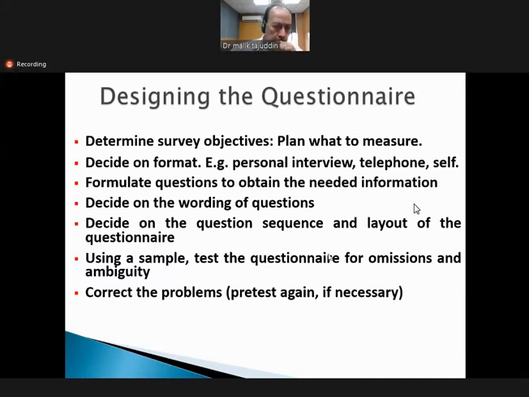Then, using a sample, test the questionnaire for omissions or ambiguity. A small sample: if someone is going to collect data from, say, 200 respondents, then first he drafts and formulates a questionnaire, and then tests this questionnaire on 10 respondents and gets the responses. Then he tries to find out which question is not understandable to the respondent, which question is giving some meanings that are not required.